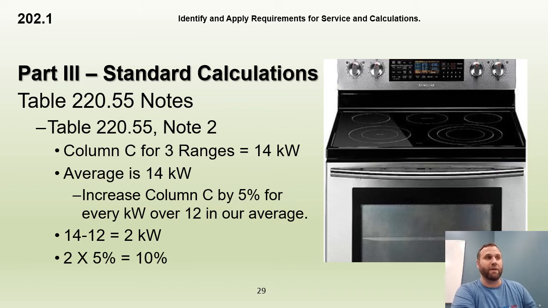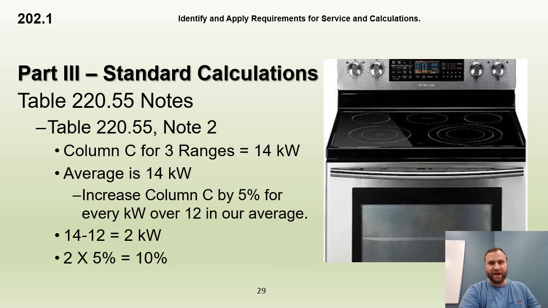And my 3 ranges averaged together is 14 kilowatts. That's 2 kilowatts greater than 12. So, just like it shows here, I'm going to take 14, take 12 away from it. That shows I have 2 kilowatts over 12. That means I need to increase my column C answer by 5% for every kilowatt over 12. And I have 2 of them. So I take 2 times 5%. That means I'm increasing my column C answer by 10%.